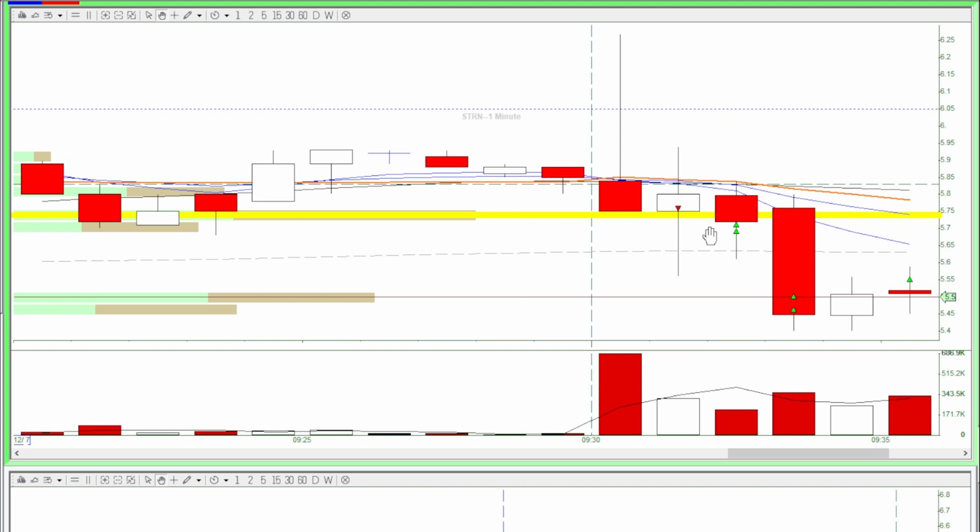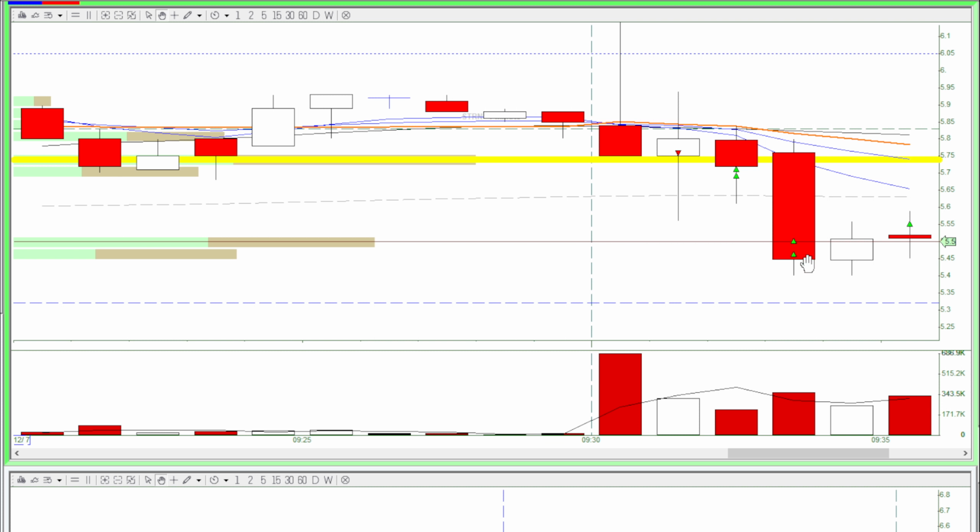So I went for a short, got two partials over here, and then realized how these following two bars, the bodies, didn't go above the VWAP either. This shows the stock is really weak. So that's probably why there was a huge drop here.